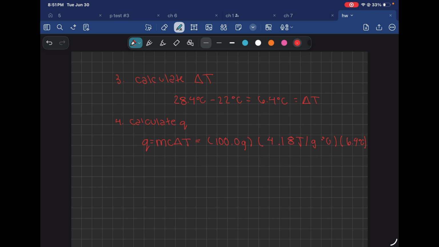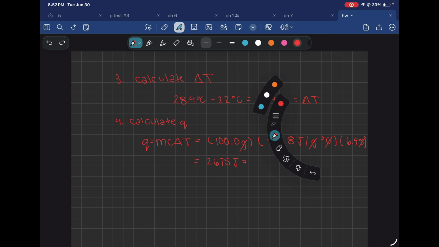And then I'm going to bring this down here for our answer. When we calculate that all up, we get 2,675 joules. Before I go any further, we must also cancel out our units. When we do this multiplication, the grams cancel and the Celsius cancel. That is why we are left with joules here. And we must transfer this into kilojoules.